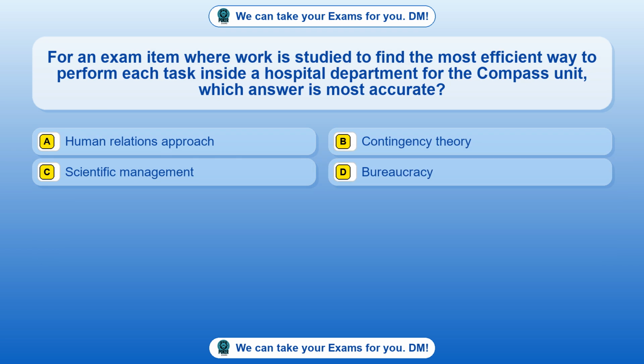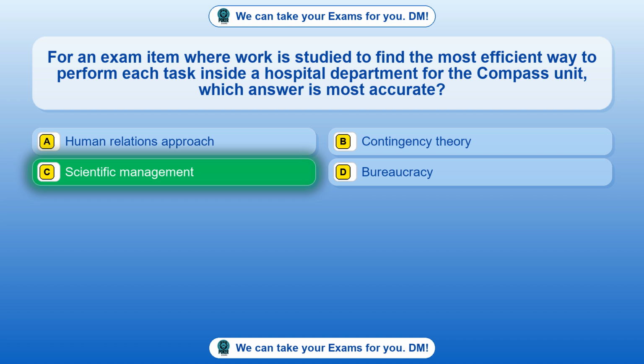Question 29. For an exam item where work is studied to find the most efficient way to perform each task inside a hospital department for the campus unit, which answer is most accurate? Option A, human relations approach. Option B, contingency theory. Option C, scientific management. Option D, bureaucracy. The correct answer is option C, scientific management.